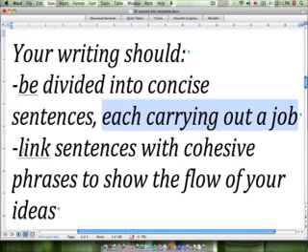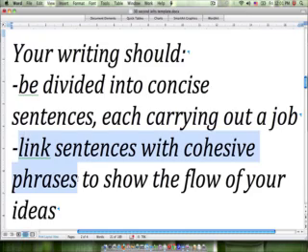Point number two, your writing should link sentences with cohesive phrases. To me, I think this is a very easy thing that you can include in your writing to really convince your reader that your ideas are flowing together and that they are linking in an effective way that proves whatever point you are analyzing or supporting or refuting. I think everybody should know what a cohesive phrase is.